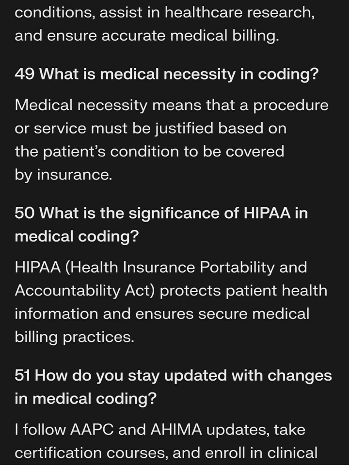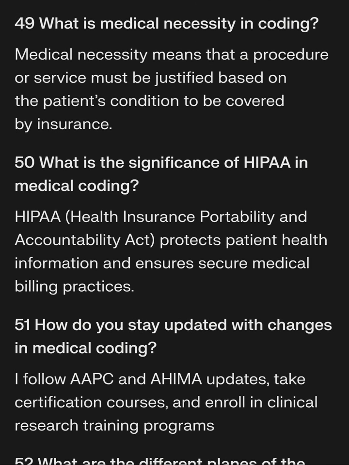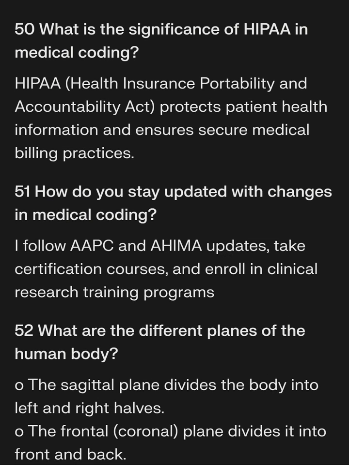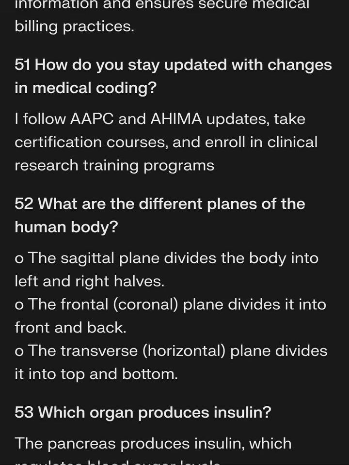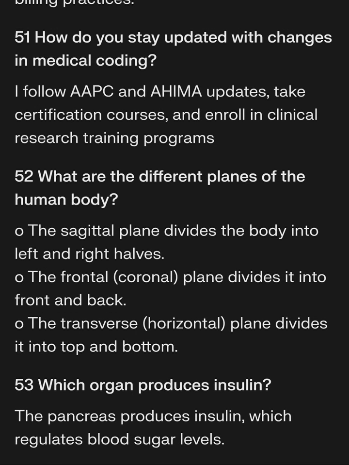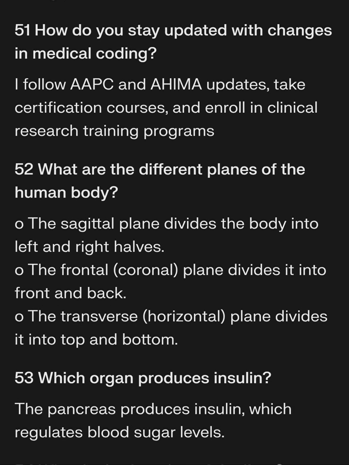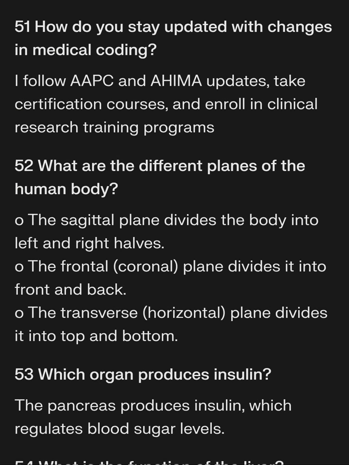49. What is medical necessity in coding? Medical necessity means that a procedure or service must be justified based on the patient's condition to be covered by insurance. 50. What is the significance of HCPCS in medical coding? HCPCS, Health Insurance Portability and Accountability Act, protects patient health information and ensures secure medical billing practices. 51. How do you stay updated with changes in medical coding? I follow AAPC and AHIMA updates, take certification courses, and enroll in clinical research training programs.